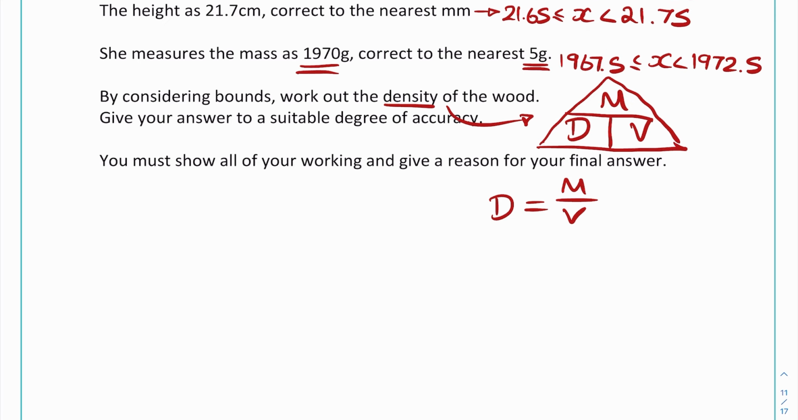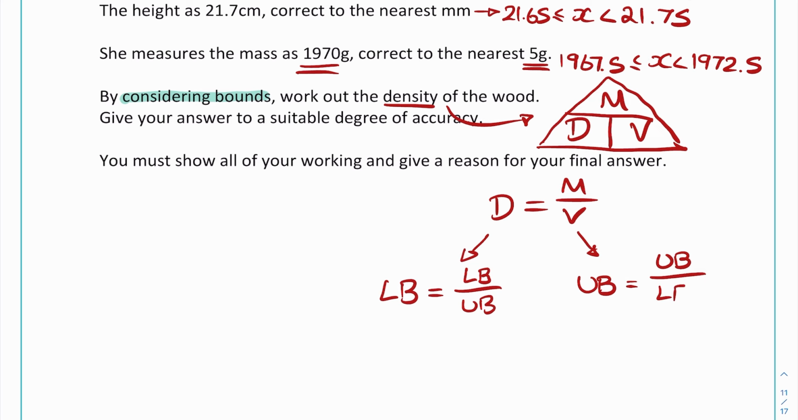So when we are considering bounds, which this one asks, we need to check both scenarios. And that means we could have the lower bound of the density. You've got one option. So the lower bound of the density, in which case we'll need to do the lowest number on the top divided by the biggest number. Or you could have the upper bound of the density, in which case we'd want the upper bound on the top divided by the lower bound to give us the biggest possible number.